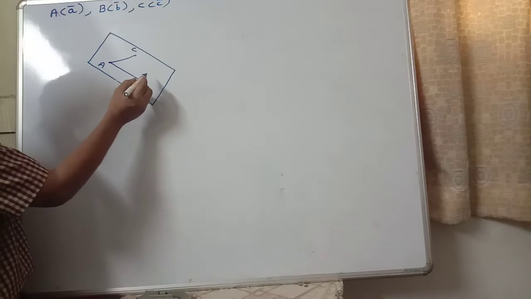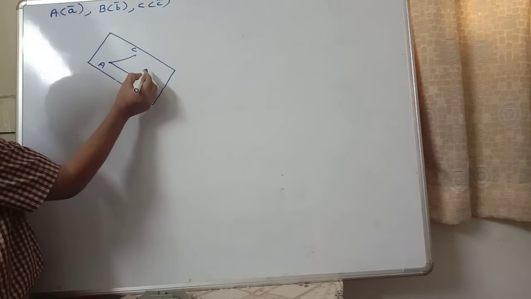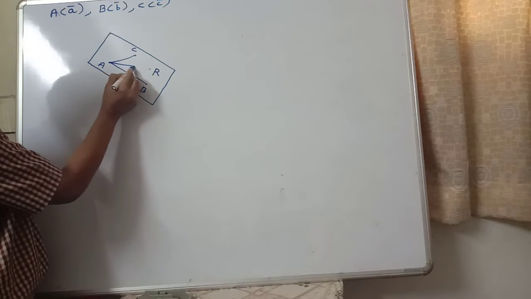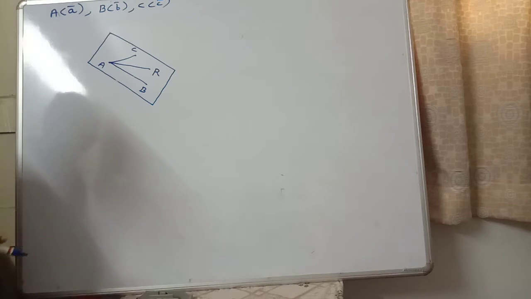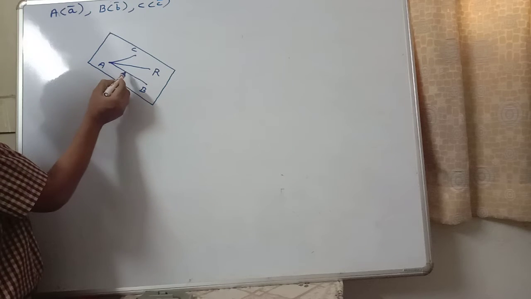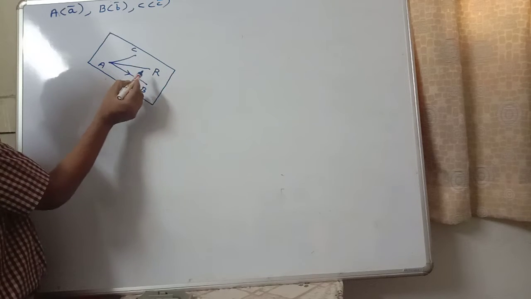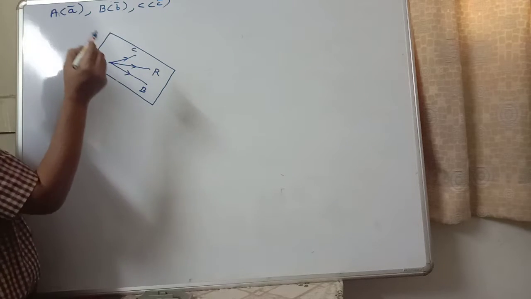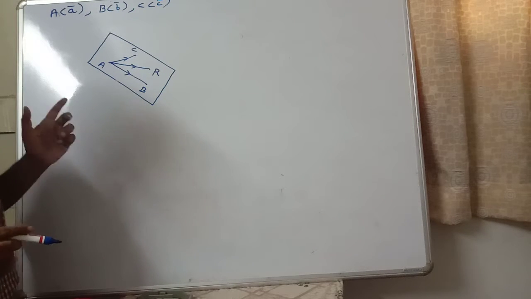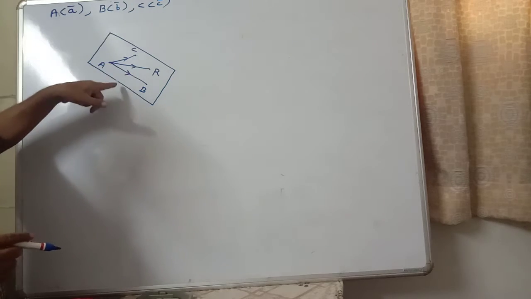Now consider any other point in the same plane other than these 3 points A, B, C. Suppose R is a point. Join AR. Now we can draw vectors through these points. So AR bar, AB bar, AC bar. These are the 3 vectors. And we have to write equation of plane in vector form. These 3 lines, they are in the same plane.